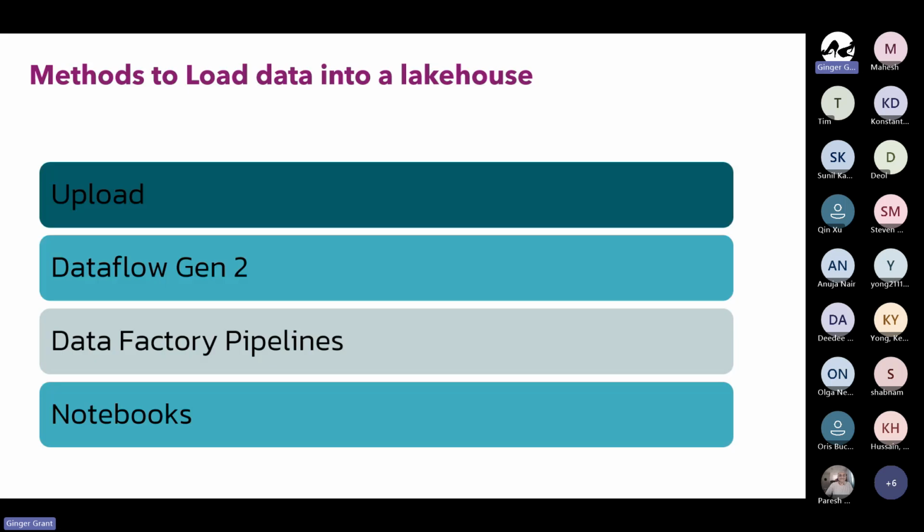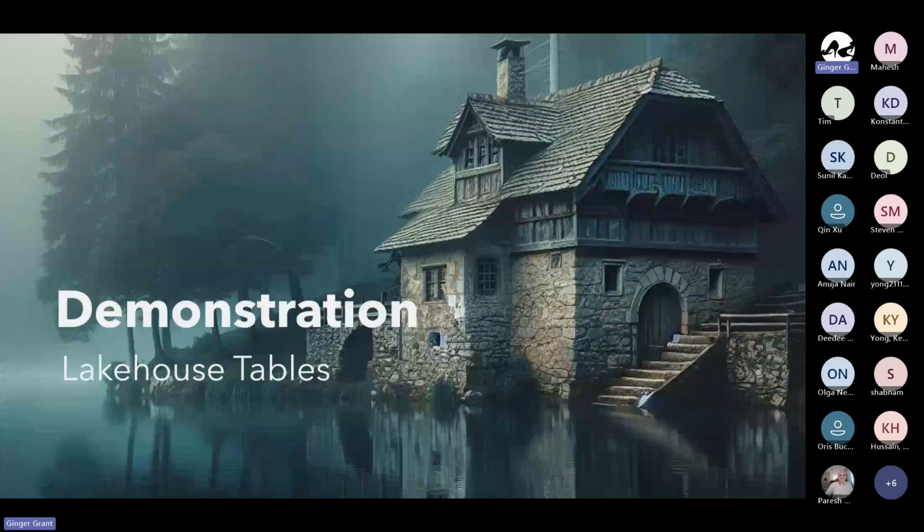Now, how would you load data into a lakehouse? Well, you can always upload it straight up: you drop in a file and say upload. You can use something called a Dataflow Gen 2. You can use a Data Factory pipeline. Yes, Microsoft moved Azure Data Factory elements into Fabric as well. Or you can use a Spark notebook, whichever you feel like doing. All of these will work.